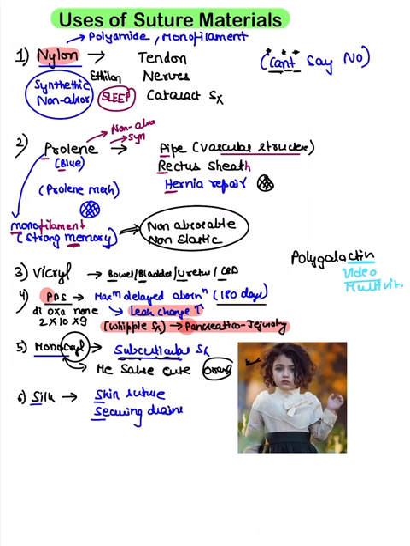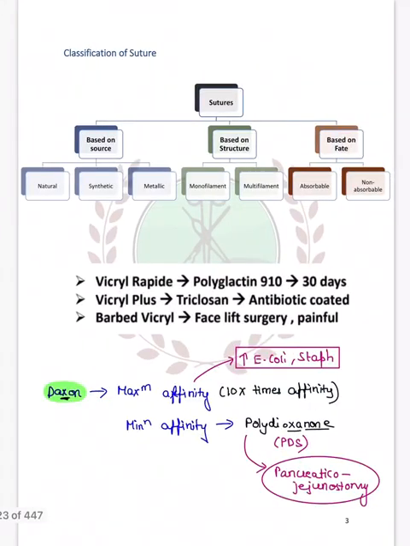Now then silk. This silk is used for two things, that is skin suture and for securing the drain, SSS. So I think this helps you recall the uses of the suture material.